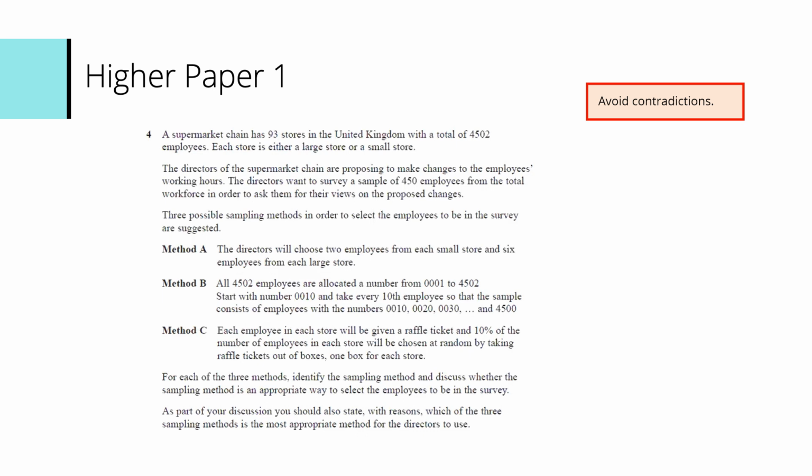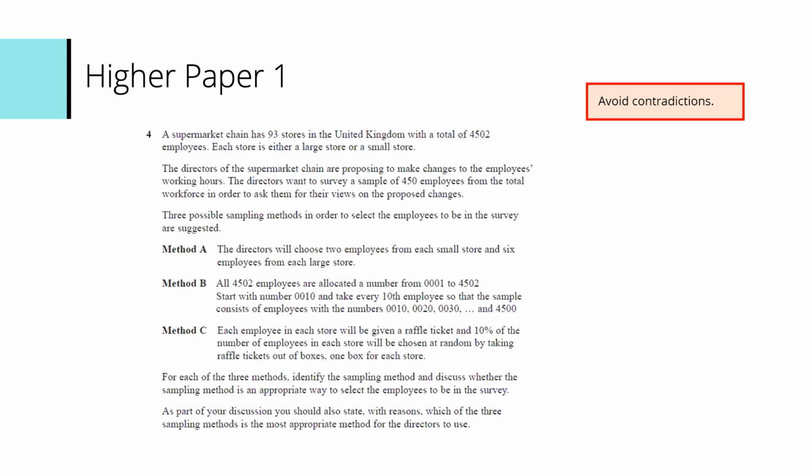Okay, so for this one, we've got method A, then we've got systematic and we've got stratified sampling. So we've got 3 different types of sampling methods. For each one, they've got to identify their sampling method first of all, and then they discuss whether that is an appropriate way to select the employees. It does also say at the bottom there, as part of the discussion, you should also state with a reason which of these is the most appropriate for the directors to use.